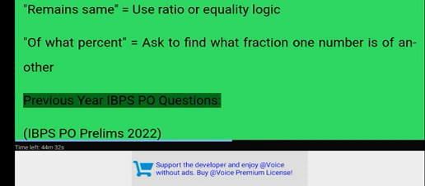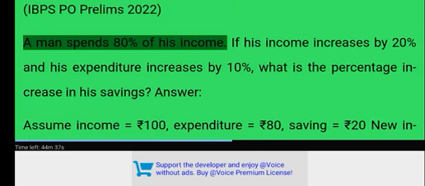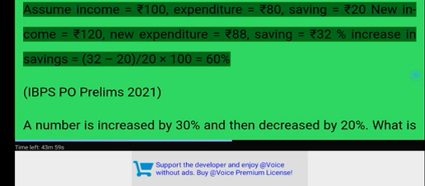Previous year IBPS PO questions. IBPS PO Prelims 2022. A man spends 80% of his income. If his income increases by 20% and his expenditure increases by 10%, what is the percentage increase in his savings? Answer. Assume income equals 100 rupees, expenditure equals 80 rupees, saving equals 20 rupees. New income equals 120 rupees, new expenditure equals 88 rupees, saving equals 32 rupees. Increase in savings equals 12 divided by 20 times 100 equals 60%.